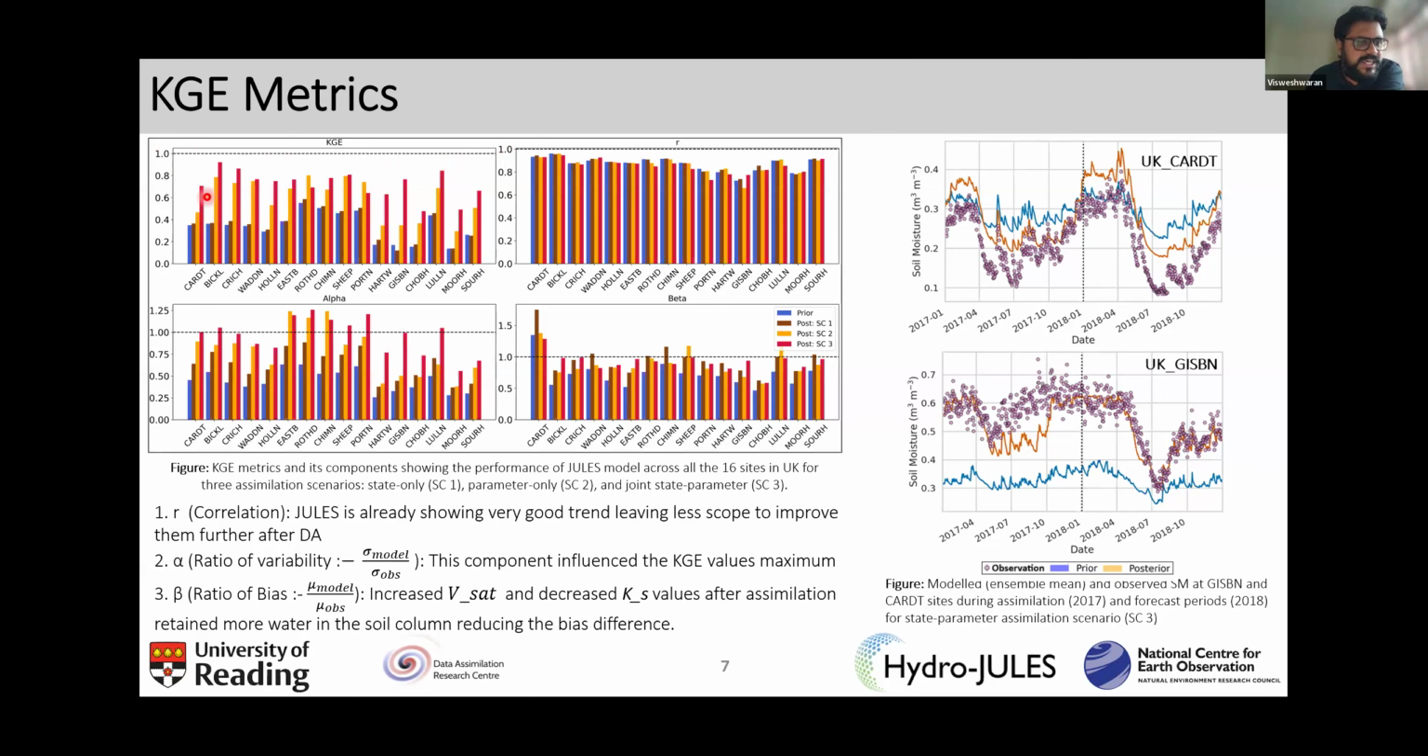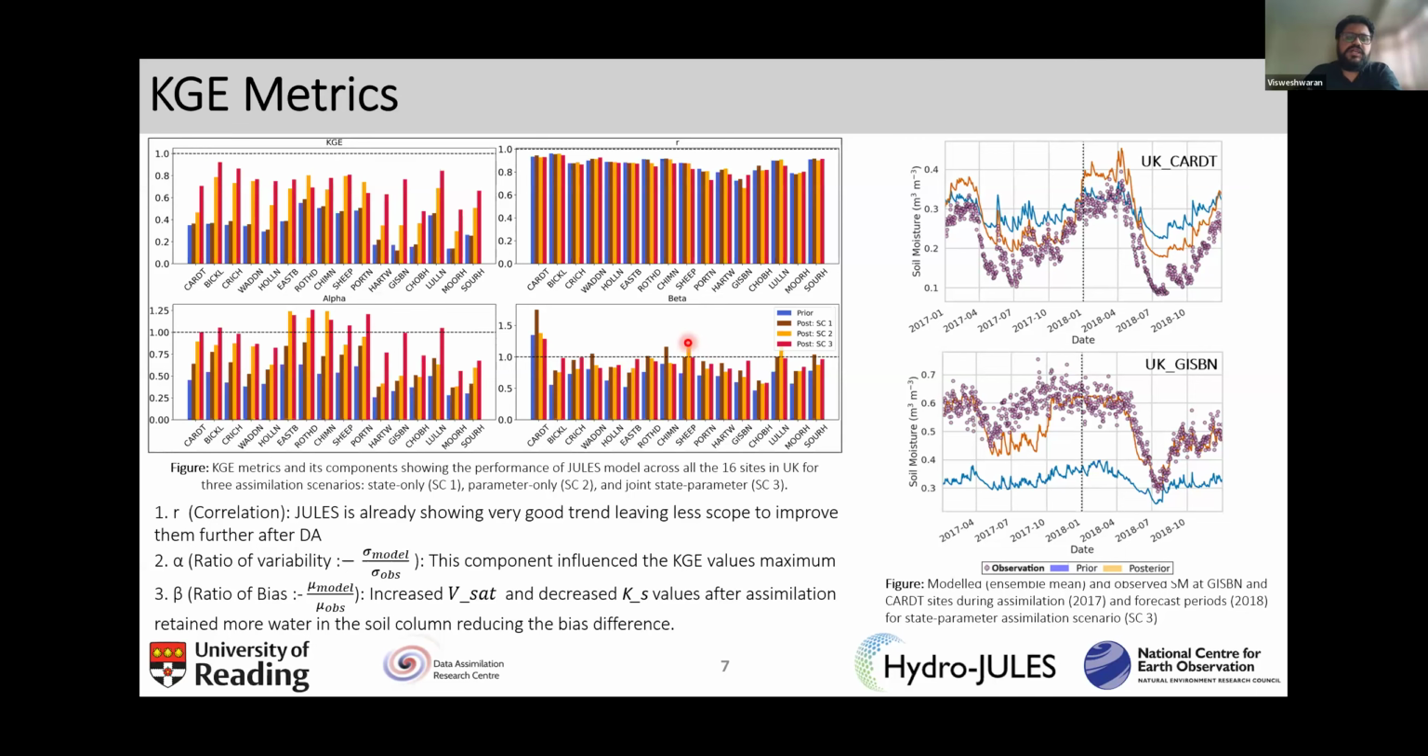And especially the third scenario, which is the state parameter case, is showing much better result than the other scenarios, and showing more than 0.8 for almost 7 to 8 locations during the assimilation period. And this KGE improvement comes mostly from the changes which we have observed in the alpha and the beta components, where we can see the underestimation bias of the JULES has been corrected after the assimilation.